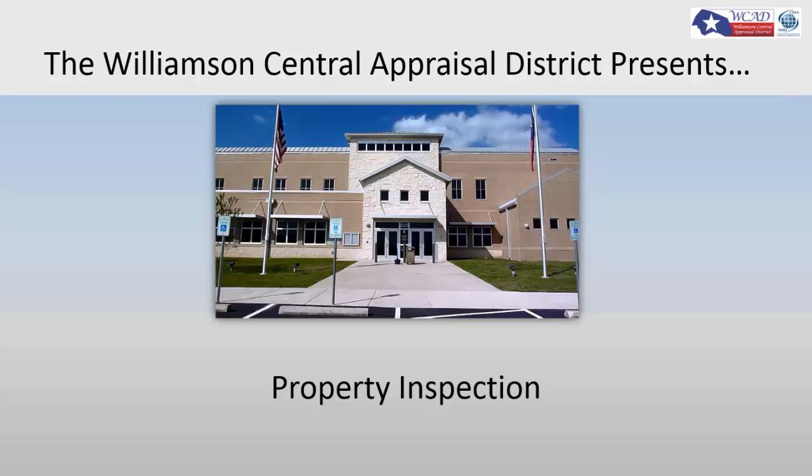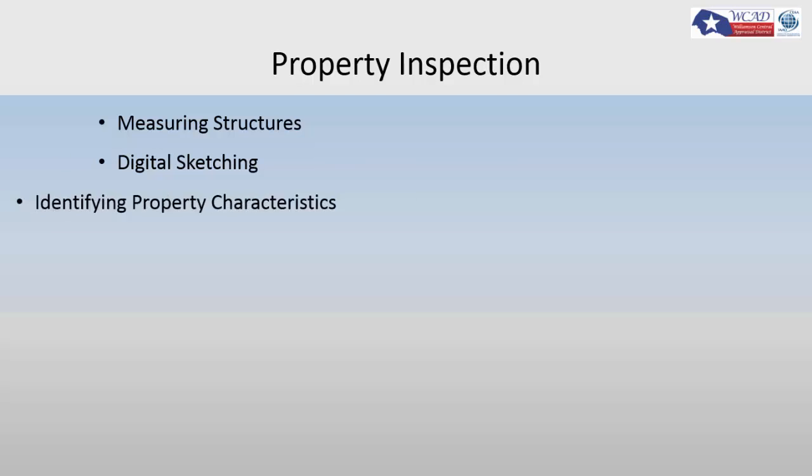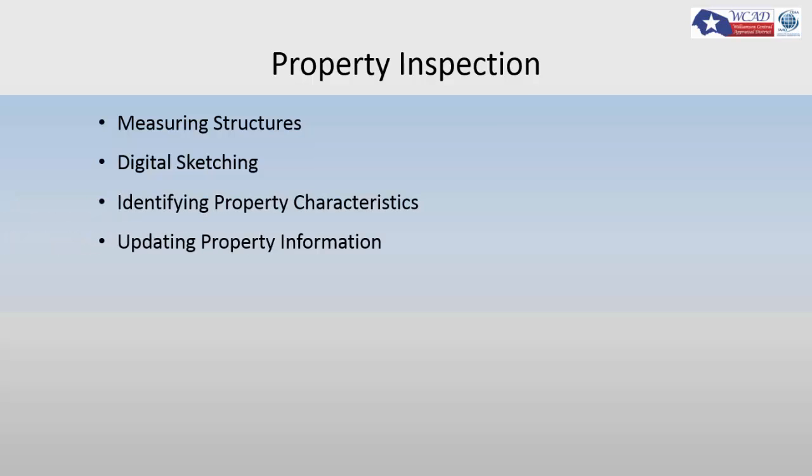The following presentation is intended to illustrate activities appraisers are typically performing during the property inspection phase of the appraisal cycle. The most common are measuring new or existing structures and translating the measurements into sketches. Additionally, an appraiser identifies and records relevant characteristics of new properties, inspects and updates information on existing properties, and takes new or updated photos of properties.